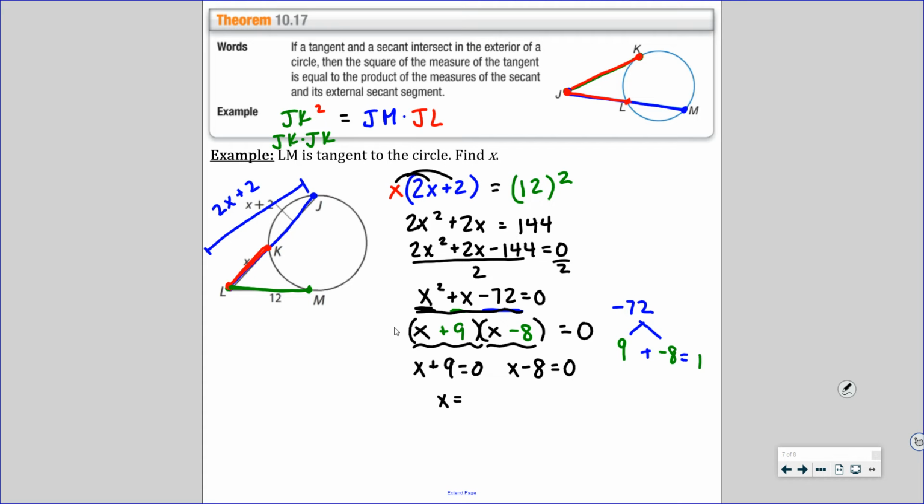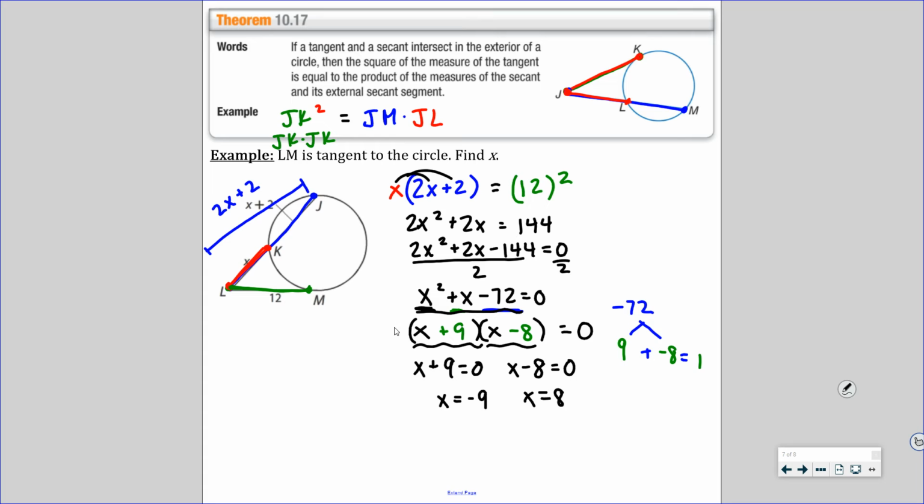Giving me negative 9 and positive 8. And if you look back to your equation here, you can see why this works. 8 minus 8 is 0. That would make this product 0. Agree? This is called the zero product property, ZPP. Negative 9 plus 9, that would make that 0. We get a product of 0.